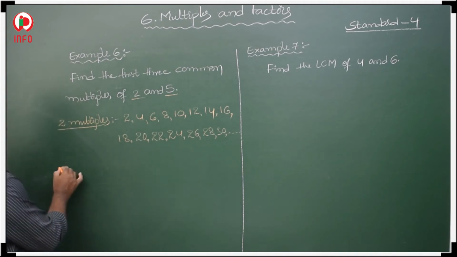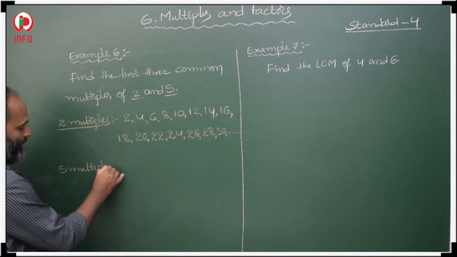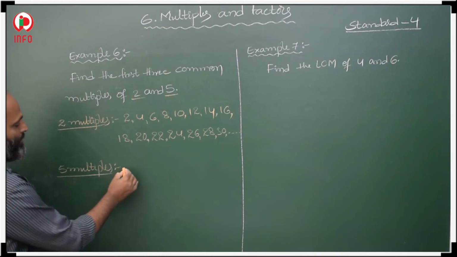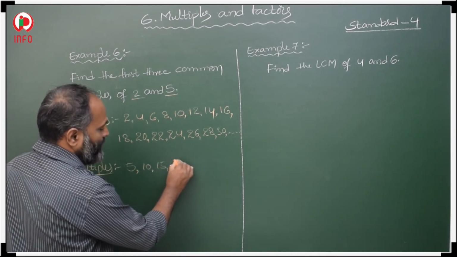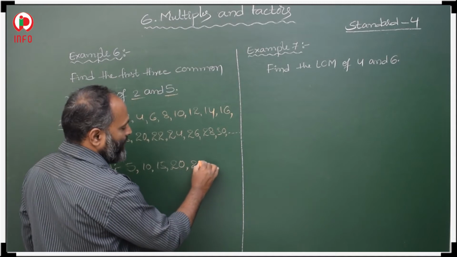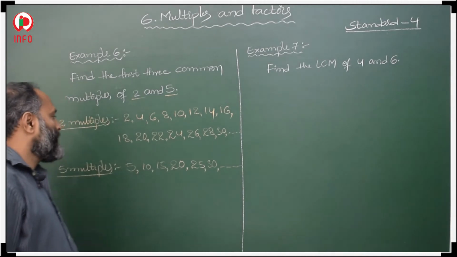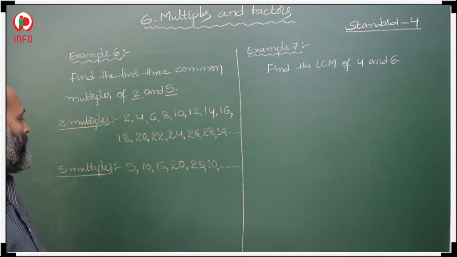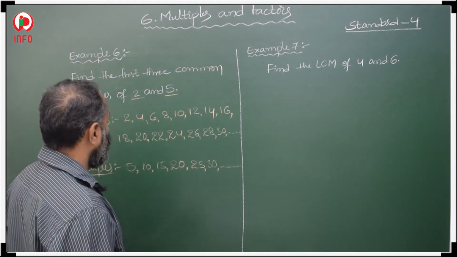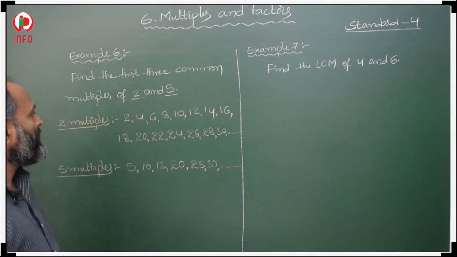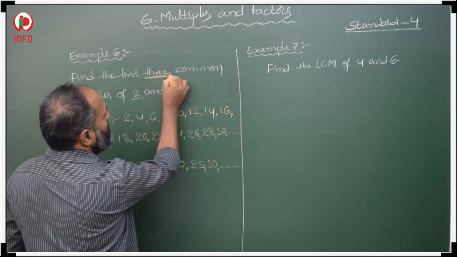Now multiples of 5. What are the multiples of 5? 5 ones are 5, 5 twos are 10, 5 threes are 15, 5 fours are 20, 5 fives are 25, 5 sixes are 30, and so on. We have to write the first multiples up to 30, and if you want to take more, you can. How many common multiples? He is asking for 3 common multiples.